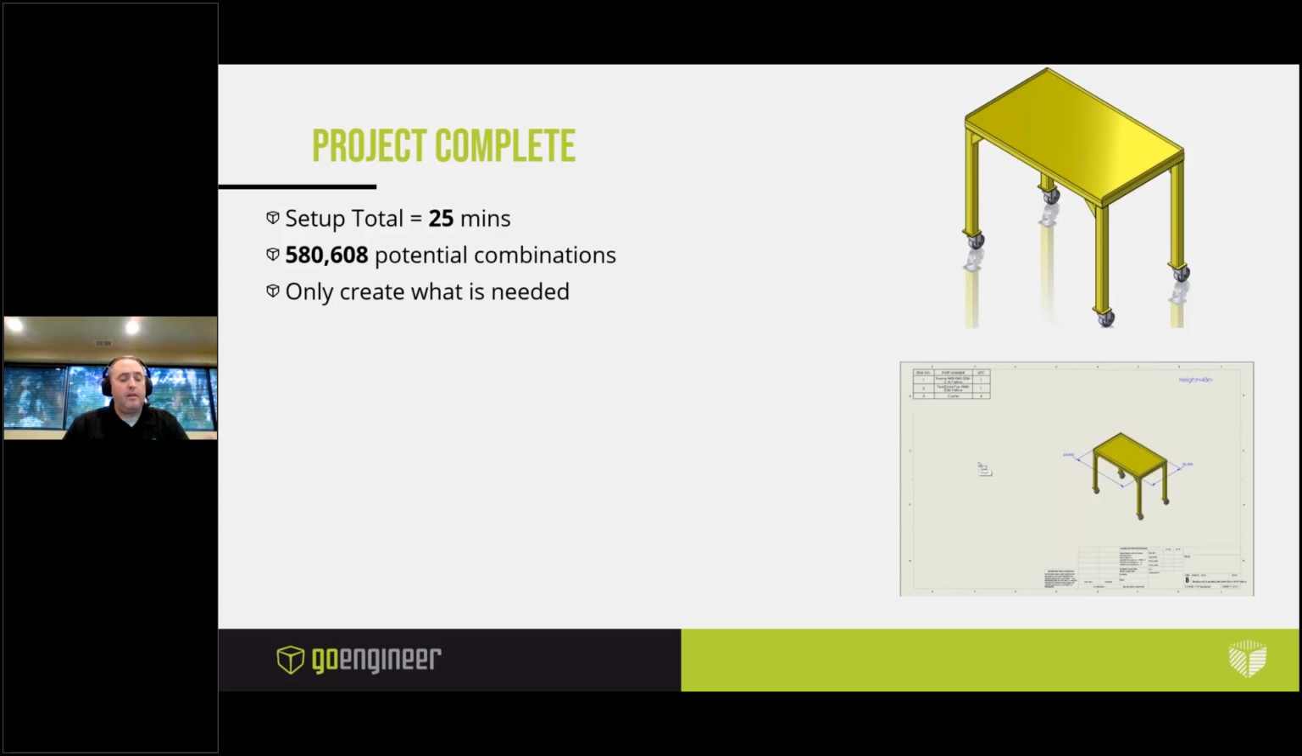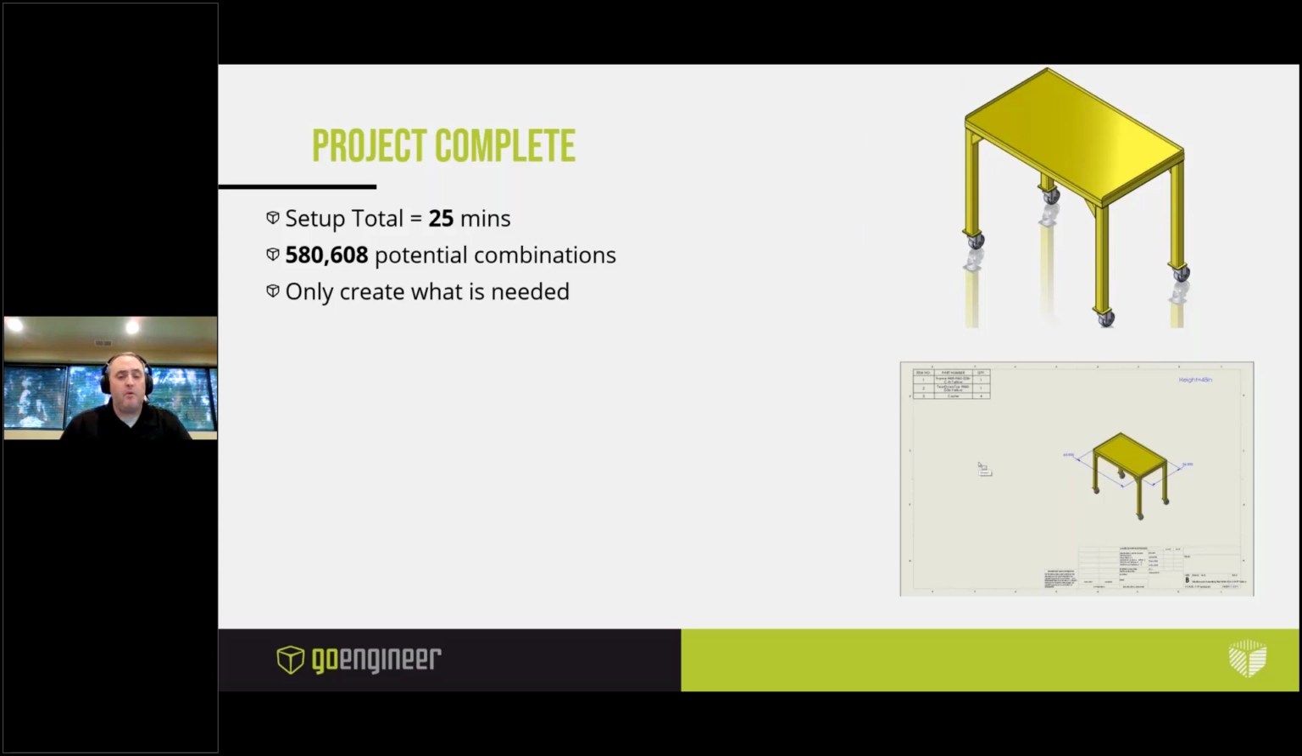So going back, our setup total time was roughly 25 minutes front to back, and we're ready for all 580,000 plus potential combinations. And again, the other important takeaway is we don't have to create everything ahead of time. We only create what we need when we need it, saving so much overhead, man-hour, disk space, time, all of those things.